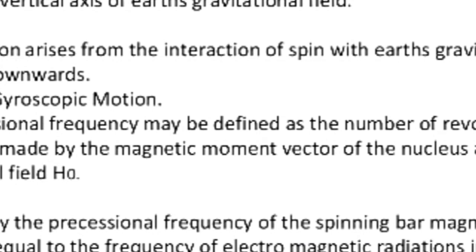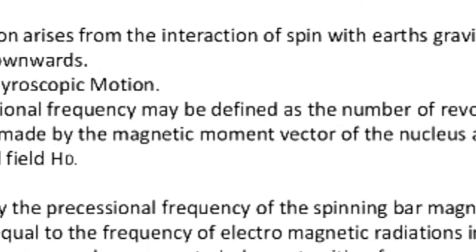The precessional frequency may be defined as the number of revolutions per second made by the magnetic moment vector of the nucleus around the external field H0. Revolutions means rotations, that is, revolutions per second made by the magnetic moment vector of the nuclei around the external field.